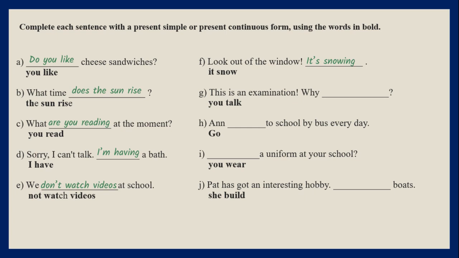G. This is an examination. Why are you talking? Asking a question about something which is going on at the moment of speaking. H. Anne goes to school by bus every day. This is a very simple example of present simple, describing something which happens on a regular basis. I. Do you wear a uniform at your school? Stating a fact with present simple. J. Pat has got an interesting hobby. She builds boats. Stating a fact.